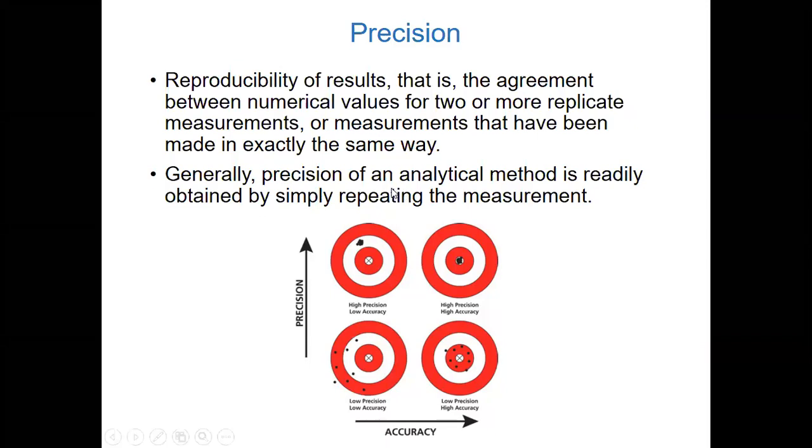Generally, precision of an analytical method is readily obtained by simply repeating the measurement. You know, even for a titration, you have to do 3 replications. So that's to see whether your method is precise enough. Okay, so the reproducibility of results is known as the precision.